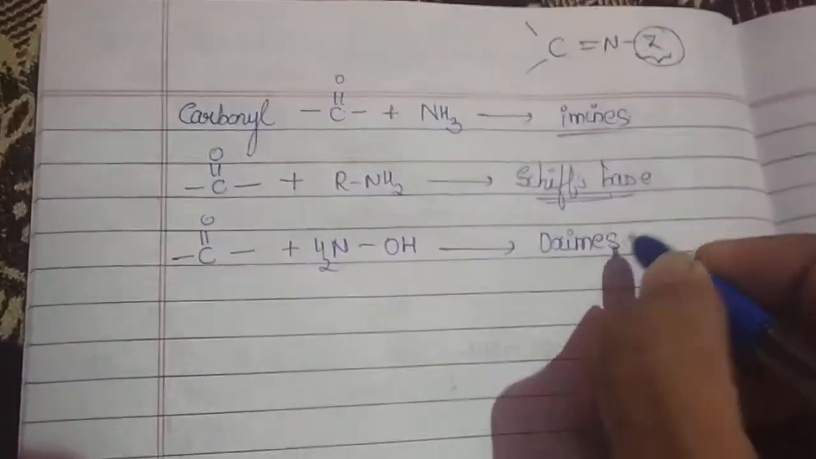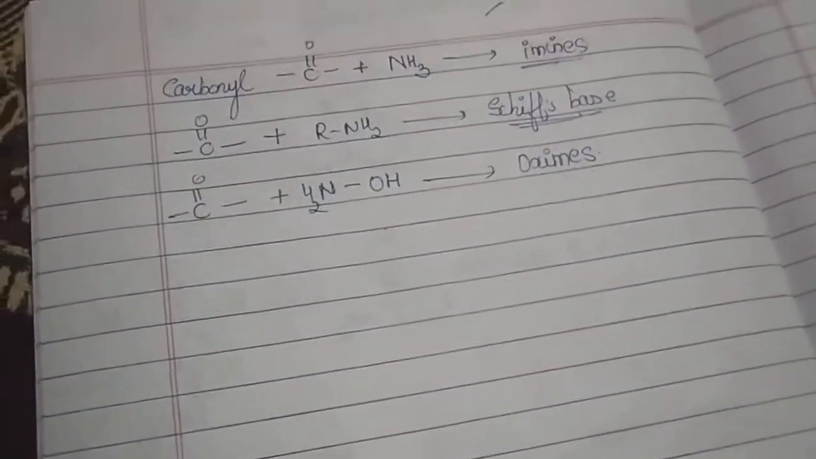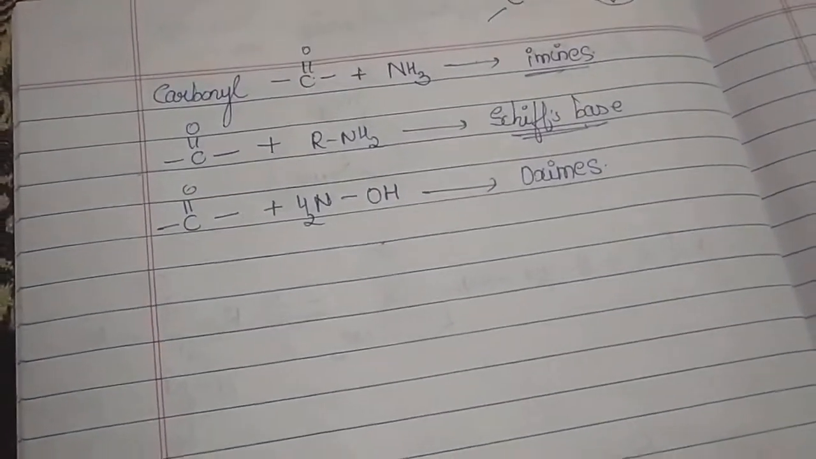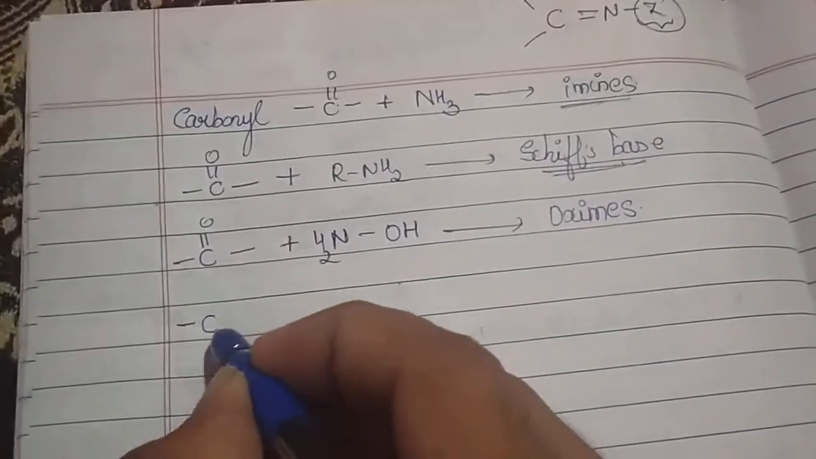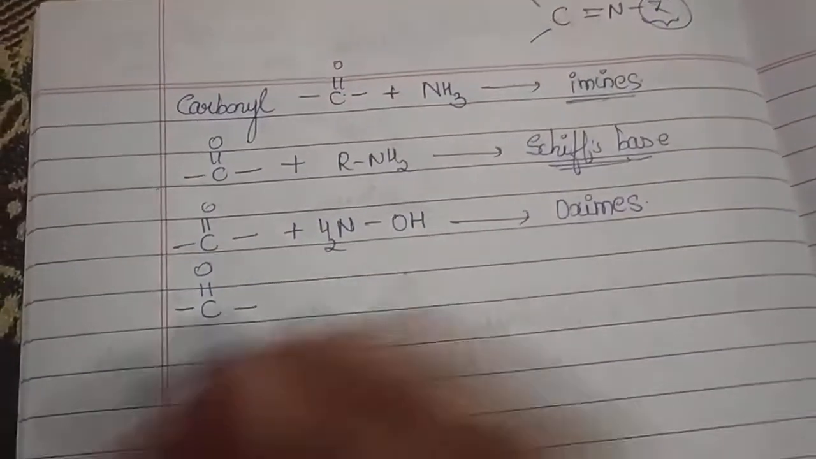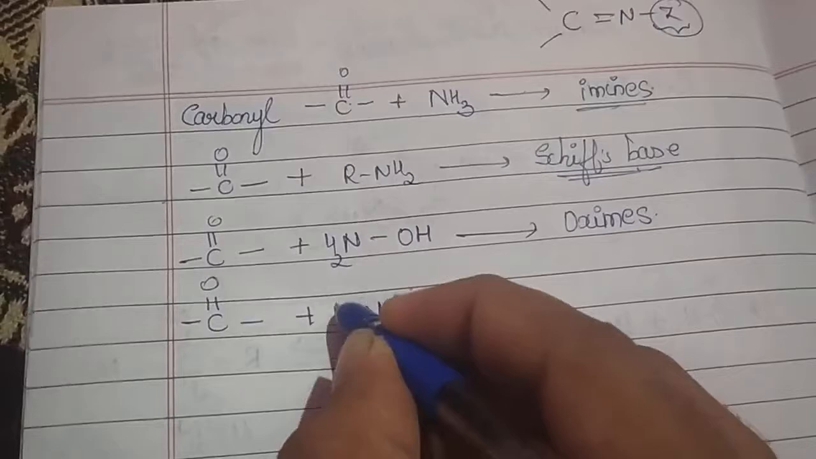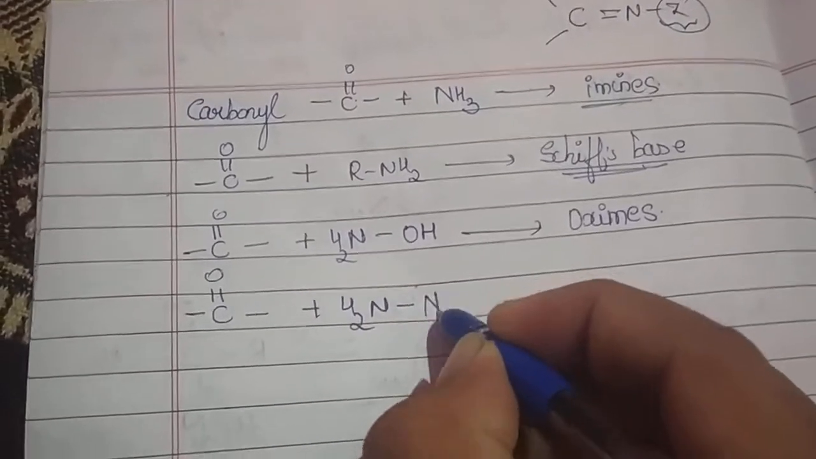If it was an aldehyde, it was called an aldoxime. If it was a ketone, it was called a ketoxime. Similarly, now when I am talking about my carbonyl compounds treated with hydrazine, here somewhat changes we have seen.